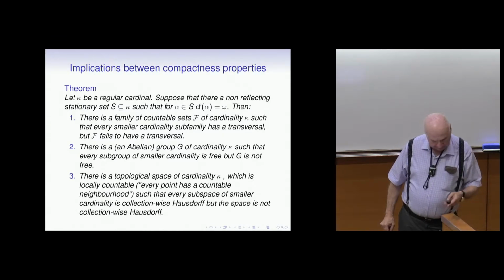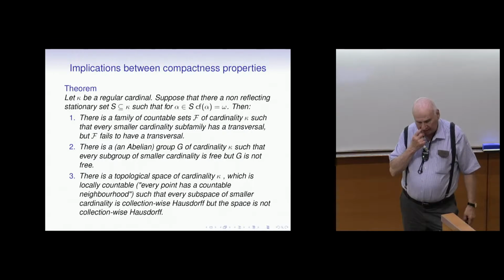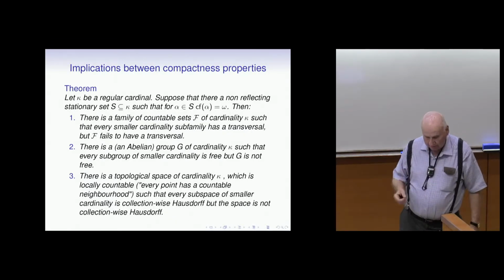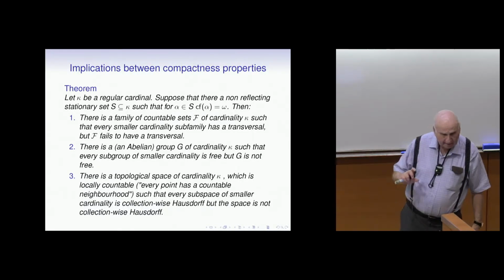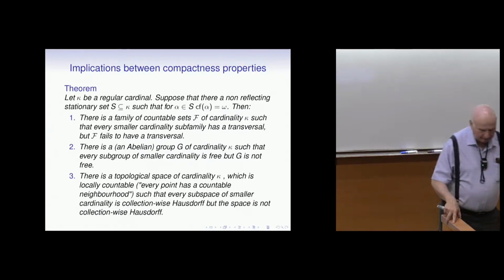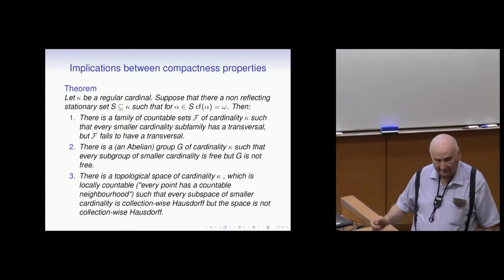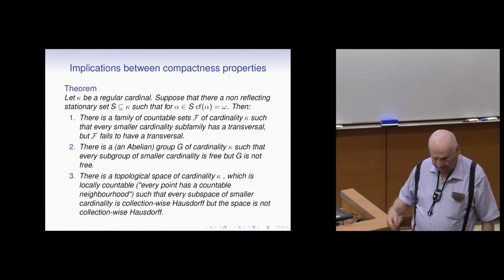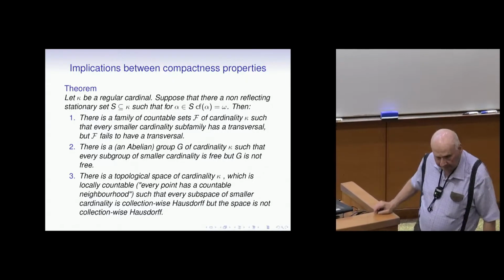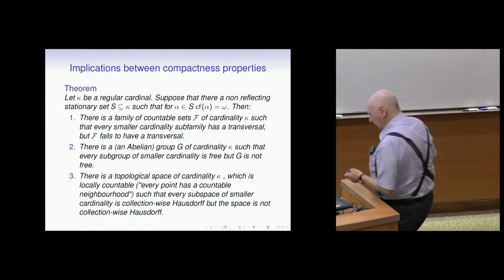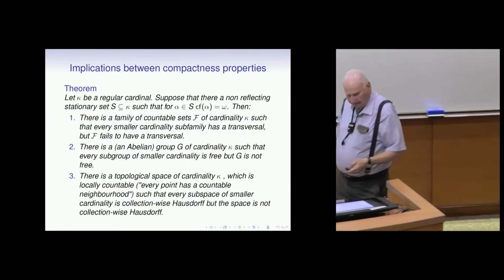And so on. Almost every compactness property you can think about will fail once you have a non-reflecting stationary set of points of cofinality omega. There are two things which are problematic in what I said right now, which are the Chang's conjecture and the tree property. And maybe we'll have time to say something about it later.